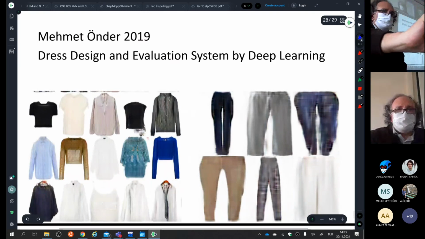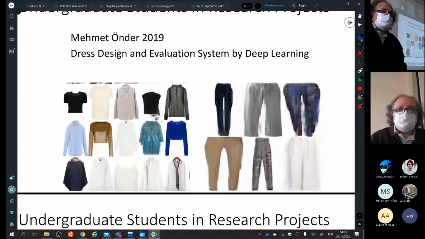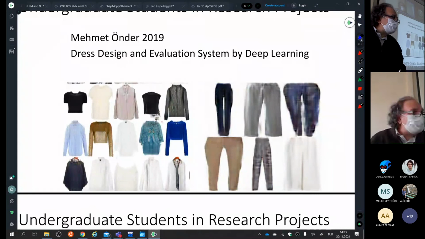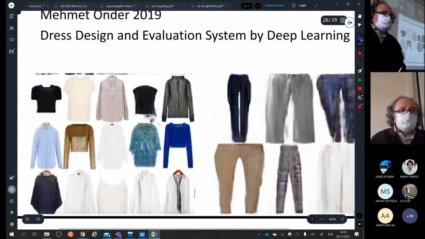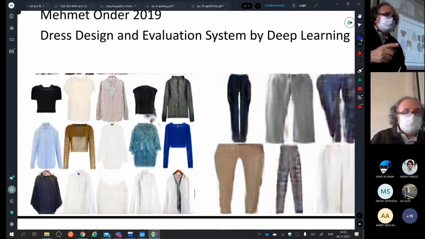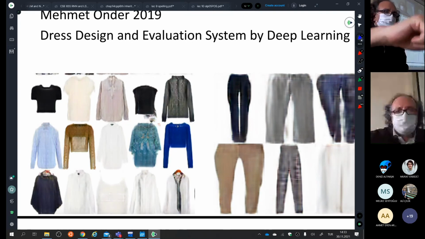And Mehmet Önder came up with a system that designs and produces images of new clothes. These are the designs from his system. He's from Bursa. His family is in the textile business, and he's still doing this. He's making some good money, actually. He's doing some other stuff, too.